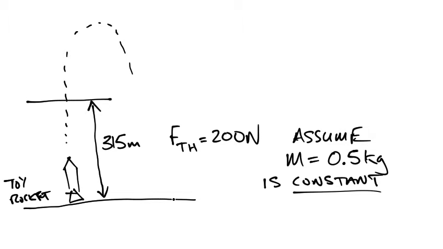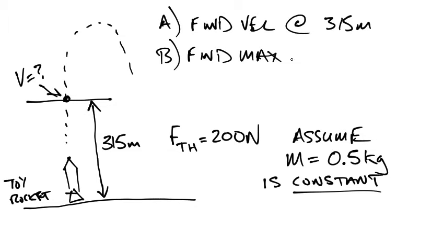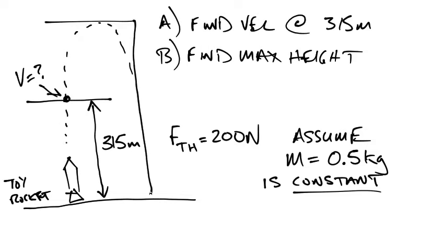Now, the two questions are: A, find the velocity at 315 meters. Okay, so right here, what's the velocity? And also B, find the maximum height. Okay, so that would be that distance, maximum height.